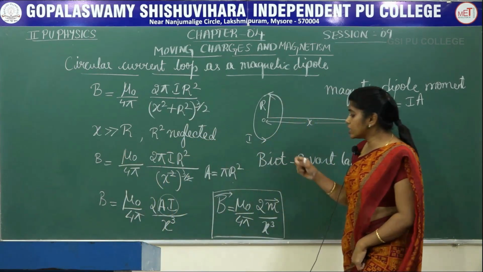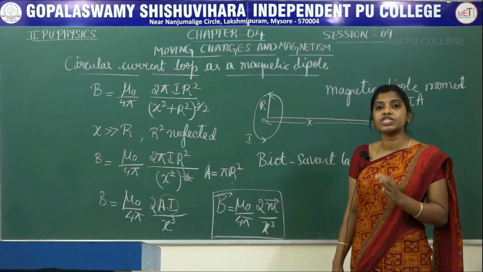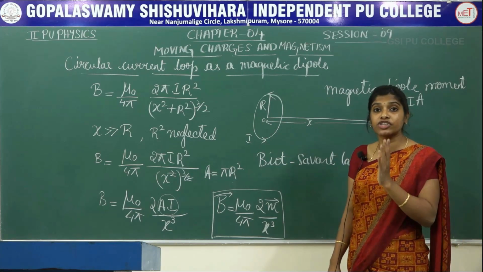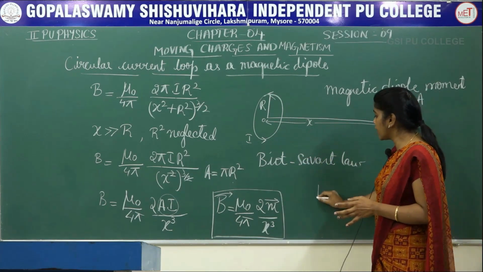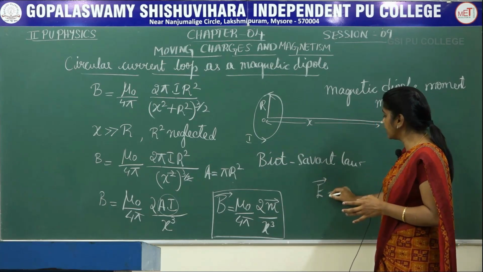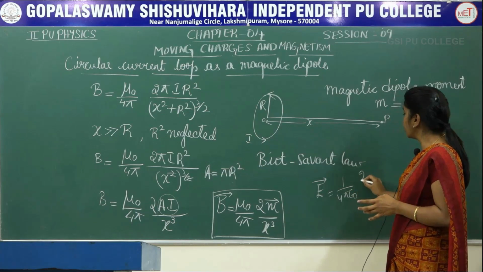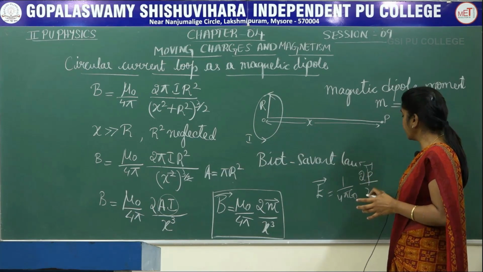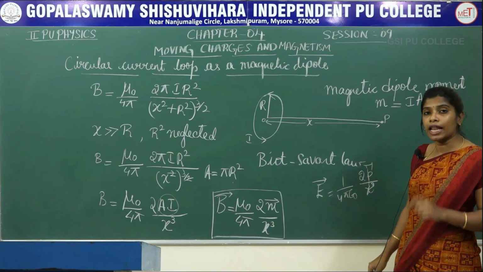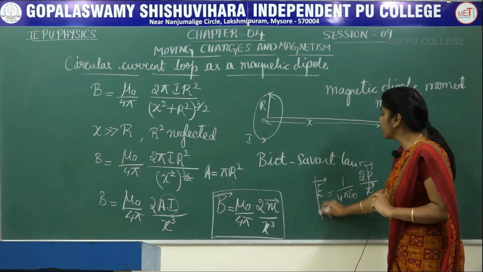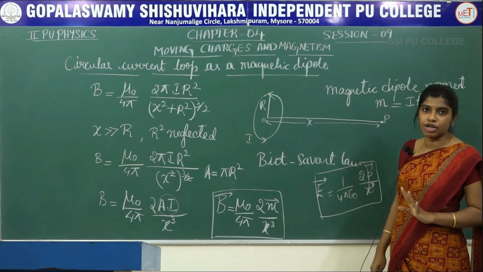Now if you just go back to electrostatics, where you derived the expression for electric field of an electric dipole along the axis of the electric dipole, the expression is given as E is equal to 1 by 4 pi epsilon naught 2p by x cube, where this p is nothing but the electric dipole moment. Now if you compare these two expressions, they are very similar to each other.